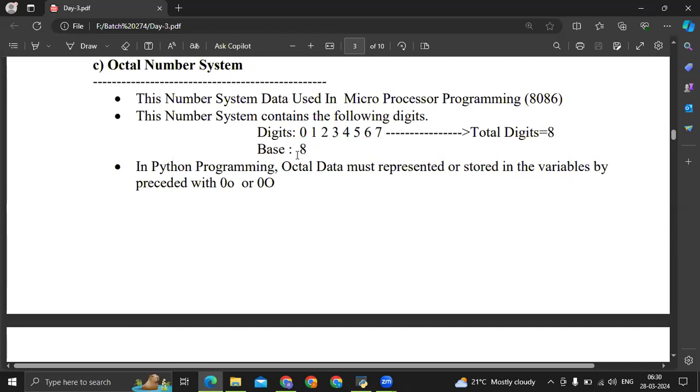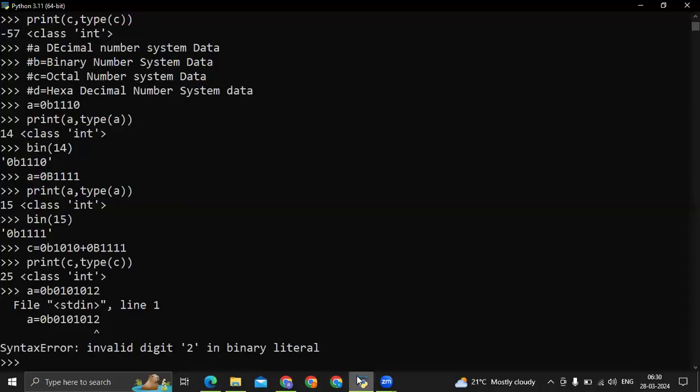Base 2 is the binary number system data. Base 8 is the octal number system data. In Python programming, octal data must be represented or stored with 0o or 0O in uppercase. The syntax is variable name is equal to 0o or 0O. Even if we store octal number system data, Python will convert it into the decimal number system data.